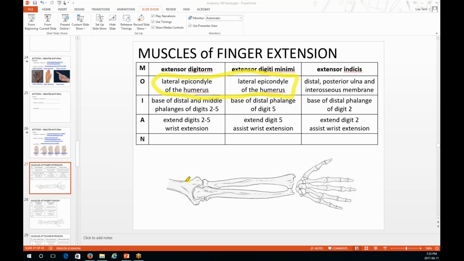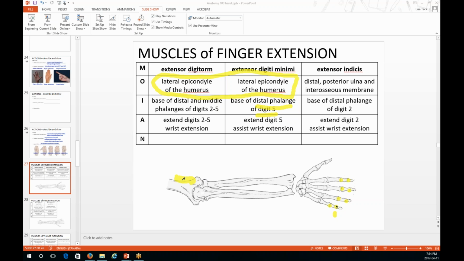So the lateral epicondyle is here. And then they're going to go to the base of the distal and middle phalange of digits 2 to 5. So this one goes to like that, like so. And then your pinky finger gets an extra muscle, and it goes just to the distal phalange of digit 5. So it starts in the same spot, but it goes just there. Again, I'll put it in black. There, I guess an extra one.